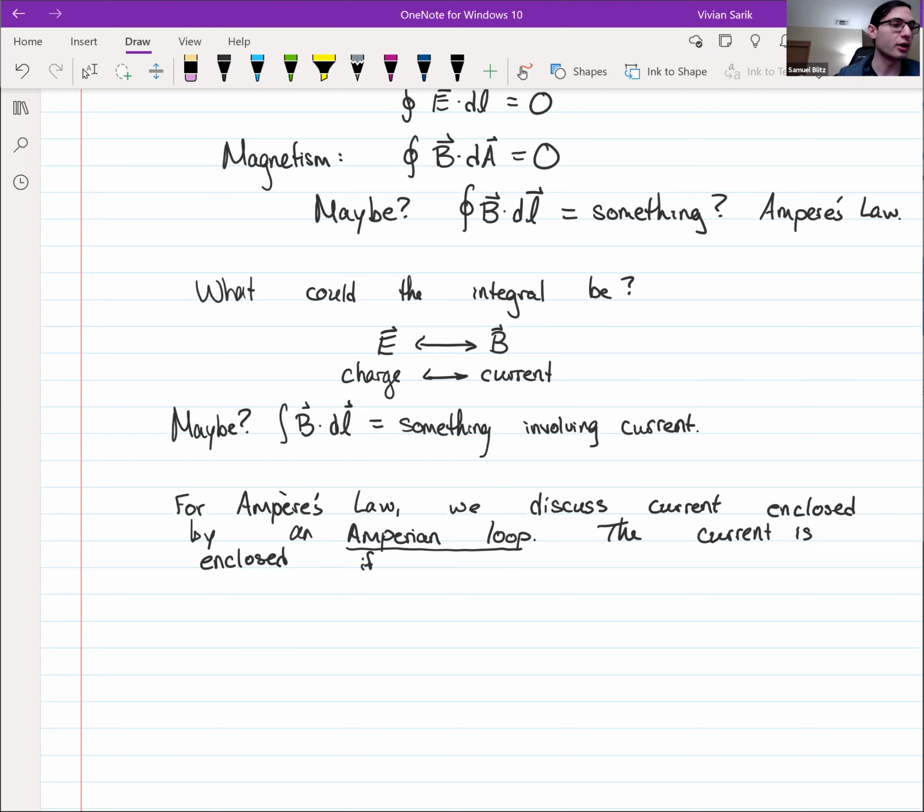So the current is enclosed if it can't move outside the loop without passing through the loop. That's the same condition that we had for an enclosed charge. A charge is enclosed if it can't move from inside to outside the surface without passing through the surface.